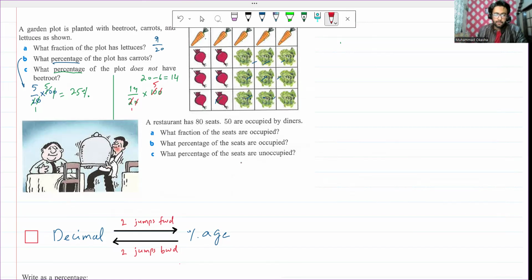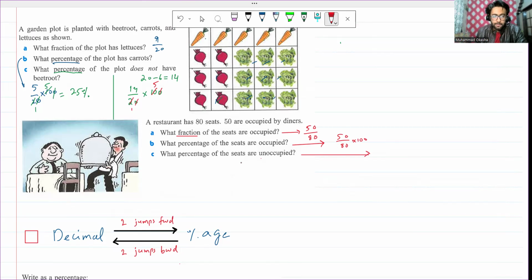What fraction of the seats are occupied? So 50 are occupied out of 80. I'm writing it as a fraction. What percentage of the seats are occupied? So as a percentage, I'll write 50 divided by 80 multiplied by 100. Let the calculator do the job for you.